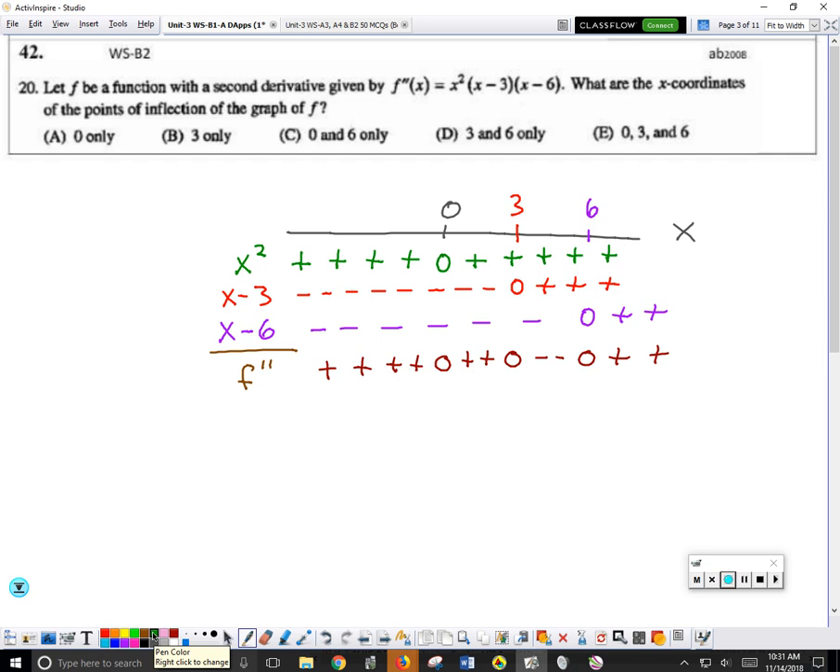How many inflection points does f have? Here's f. F is concave up, concave up, concave down, concave up. How many times does f change concavity? Say it. 2. 3 zeros on f double prime, but only 2 inflection points on f.